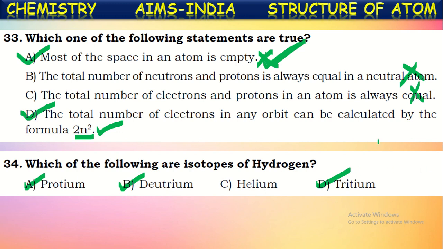First, do you remember what is meant by isotopes? Isotopes means atoms of the same element with different mass numbers. Atoms of the same element with the same atomic number but different mass numbers are called isotopes. So here hydrogen has 3 isotopes: protium, deuterium and tritium. These 3 are the isotopes of hydrogen.